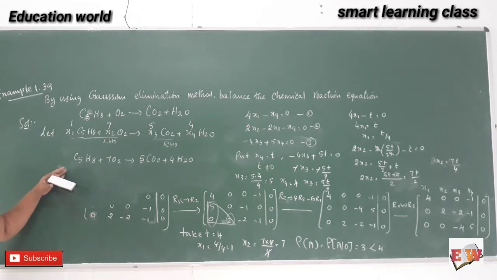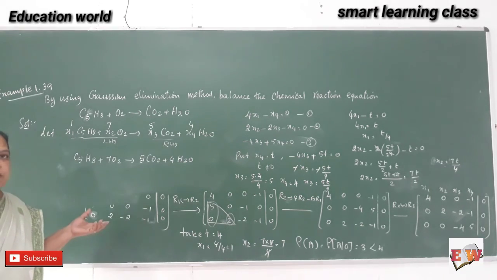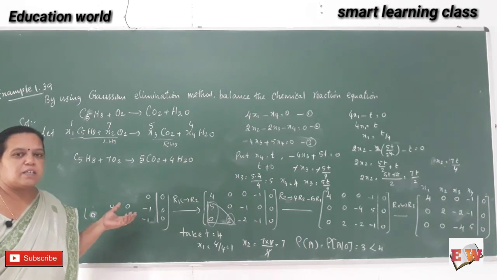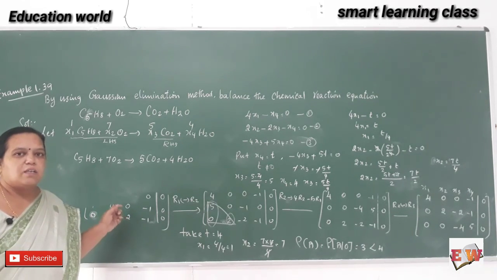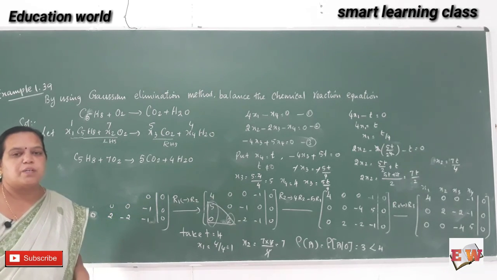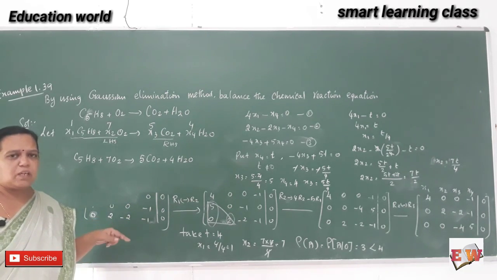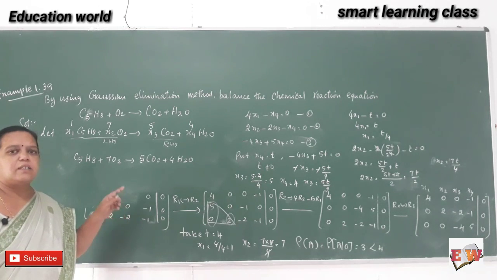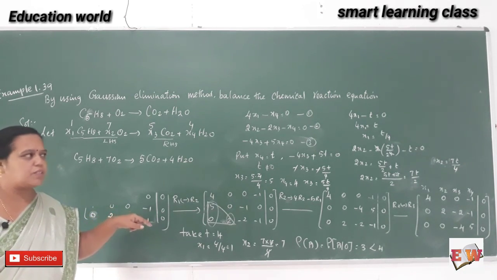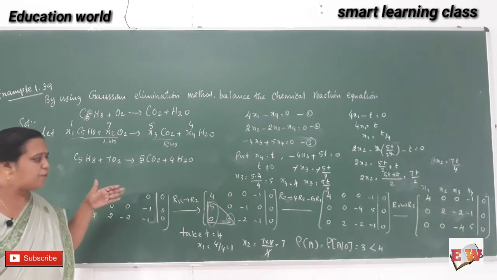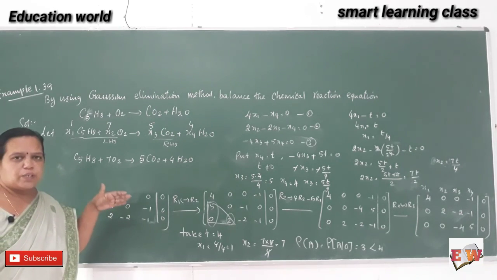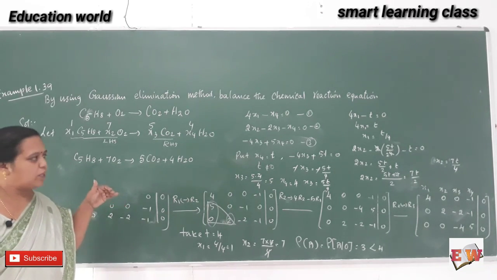So what we found: they gave one equation. From that we found the augmented matrix. We wrote the augmented matrix and we applied elementary row operations on the augmented matrix. It was reduced to row echelon form. From that row echelon form, again we have written the equivalent system of linear equations. From that system of equations, by back substitution, we found the value of x1, x2, x3, x4. Okay, thank you.